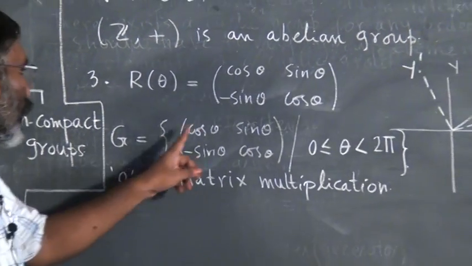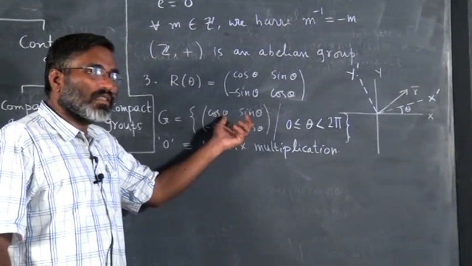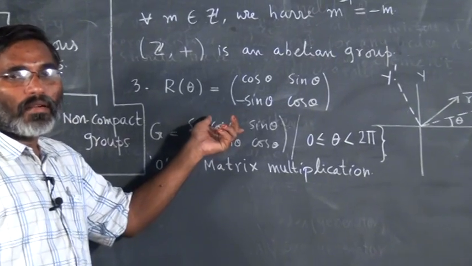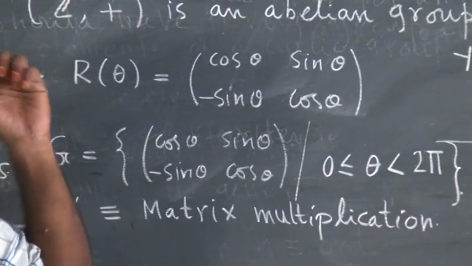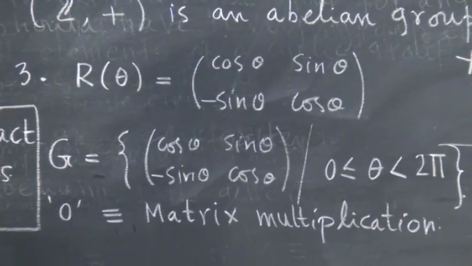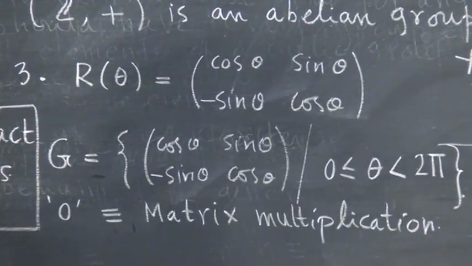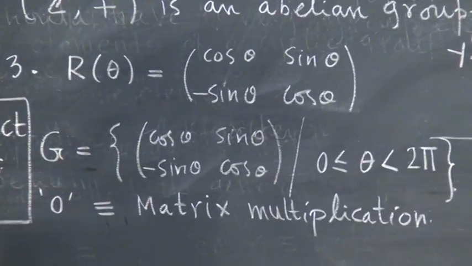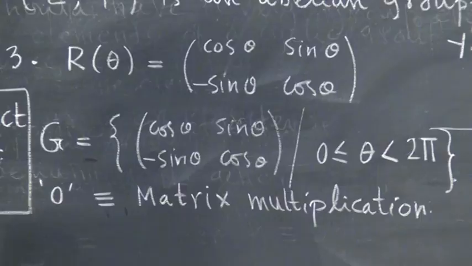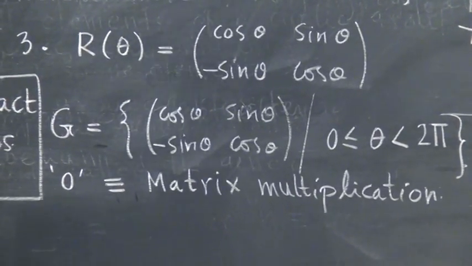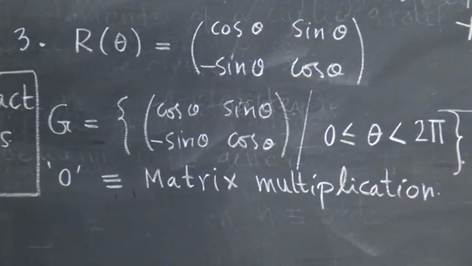Inverse, for every matrix its transpose is its inverse, because this is an orthogonal matrix. So you have all the group properties, and you can also show, I mean it's trivial to show, otherwise we can do it in tutorials, that this is also an abelian group, because r of theta into r of phi will be same as r of phi into r of theta. So this is an abelian group.